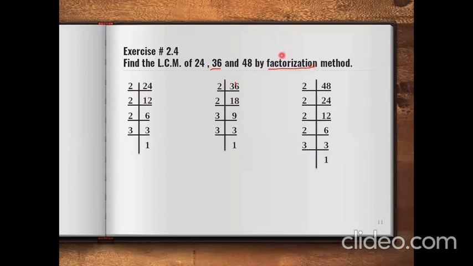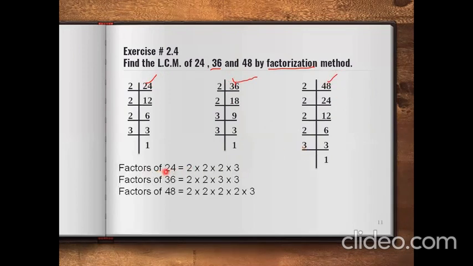Understand? And then simply you will write down all the factors of the given numbers, that are 24, 36, and 48. So you will write the factors of 24, that are 2, 2, 2, and 3. Then the factors of 36, that are 2, 2, 3, 3. And then the factors of 48, that are 2, 2, 2, 2, and 3. Understand? Then you will make loops around the common factors.